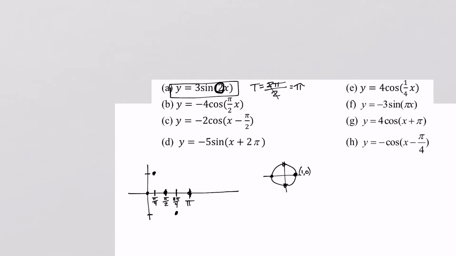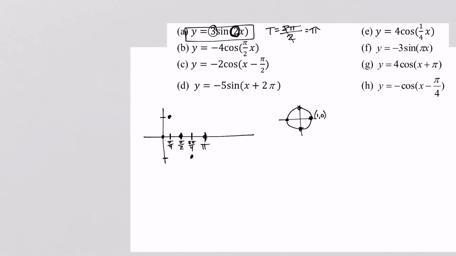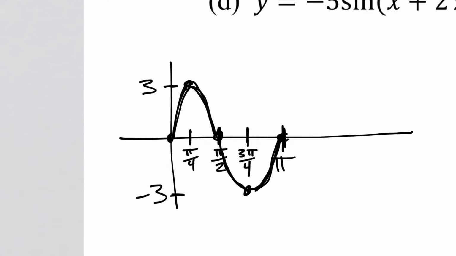Now, what else do we have with this function? I have this 3 right there. That is affecting the amplitude of this graph, meaning it's going to go to positive 3 and negative 3. Its midline is on the x-axis because I have not shifted it up or down at all. So now I can kind of sketch in my sine curve. We're not perfect here, but we're doing the best we can, like that, and there we go.